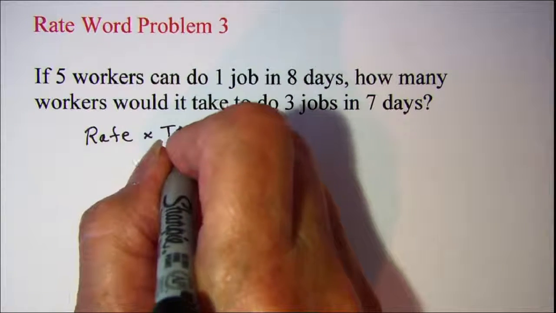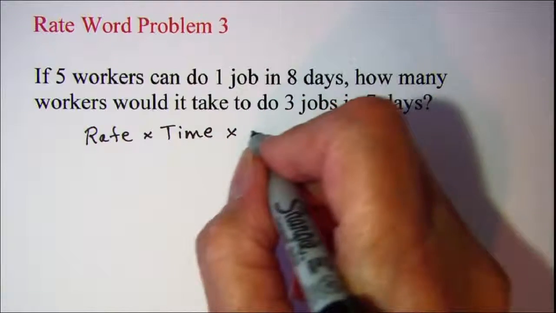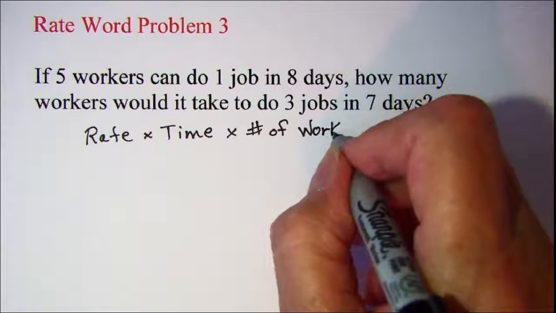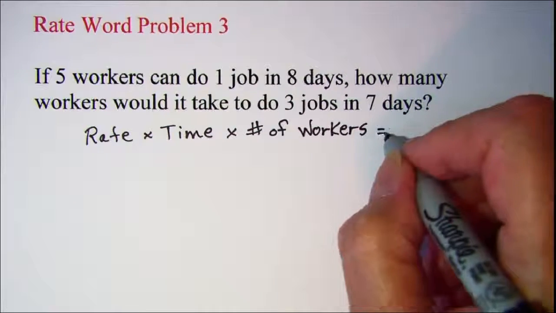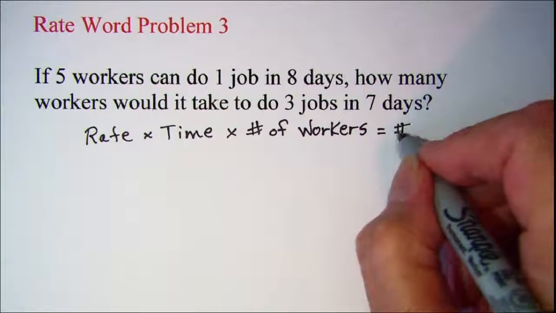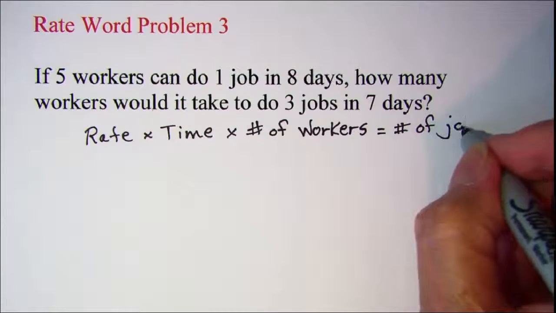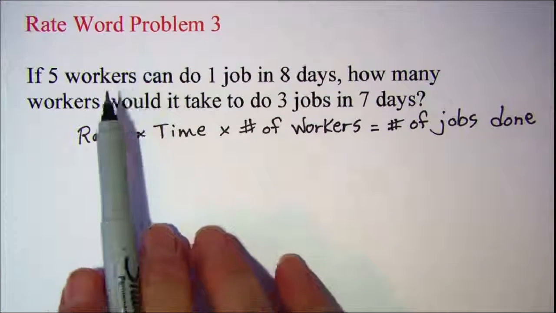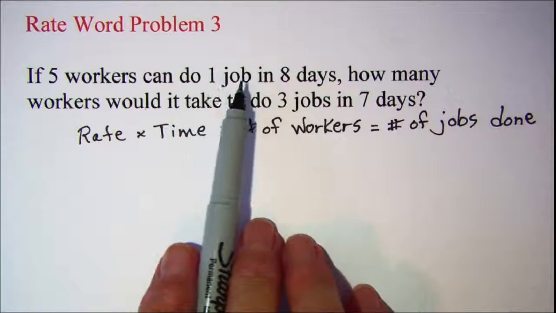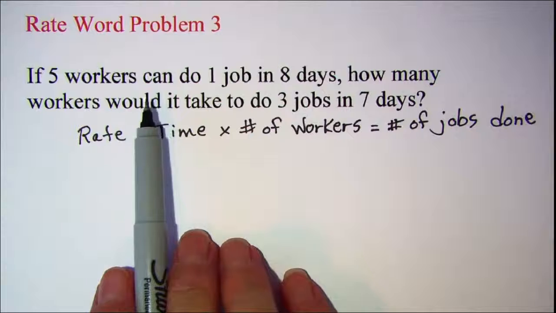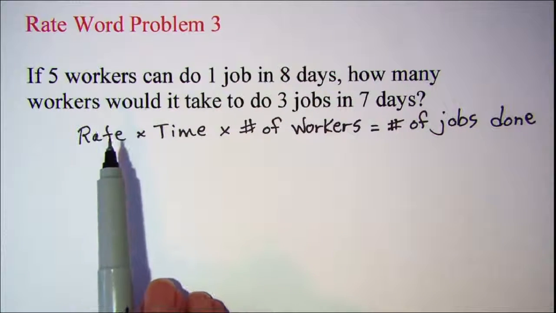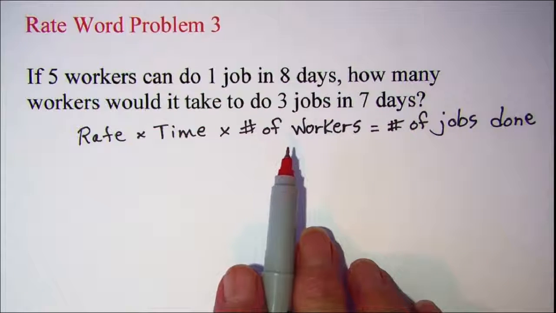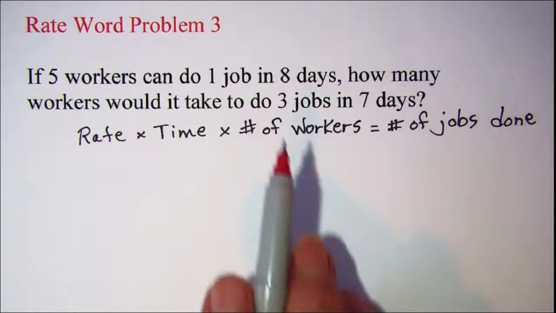times time times number of workers equals the number of jobs done. We also need to make the assumption, and I know we're not supposed to assume anything, but for this problem we need to make the assumption that all of the workers are working at the same rate. So let's solve this equation for rate and get an equation that we can use for our problem.